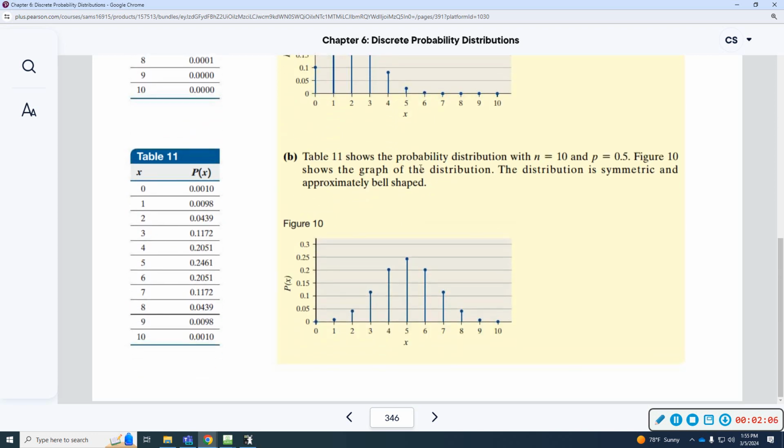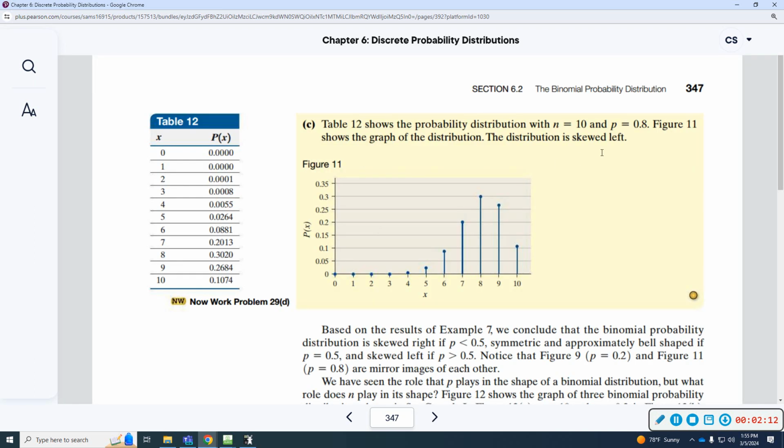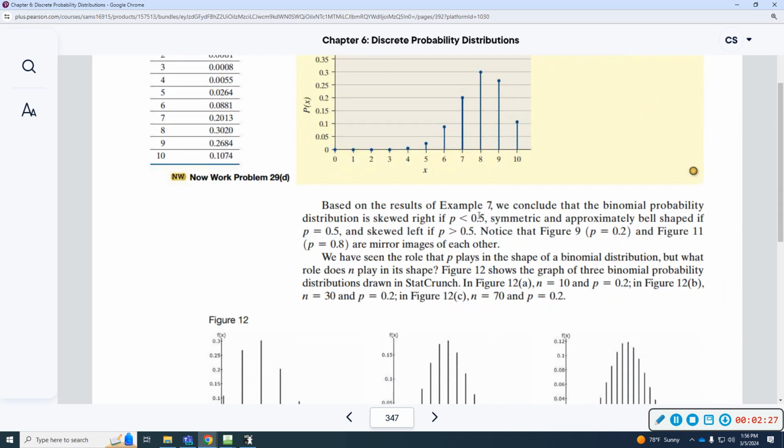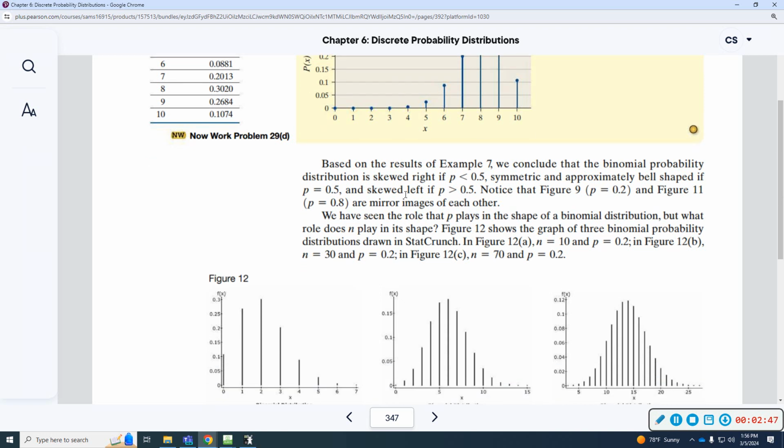If we have 50%, it looks normal, so 5 is the highest. If we have a high probability of success, 0.8, we get a skew to the left graph because the chance that we have a low number of successes is really low, and then when we get up to 7 and 8, it goes pretty high. So this is the reading that explains that. It says the probability distribution is skewed to the right if p is less than 0.5. It will be symmetric if it is equal to 0.5, and it's going to be skewed to the left if it's greater than 0.5. And that's the role that p plays.